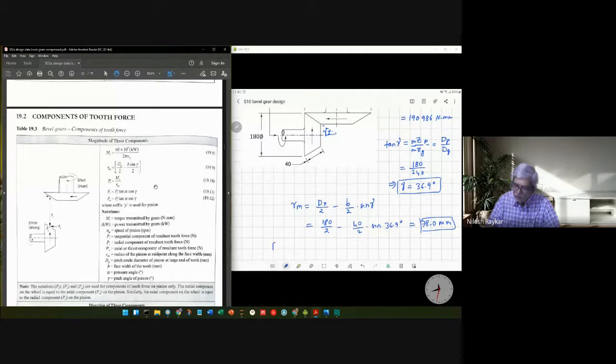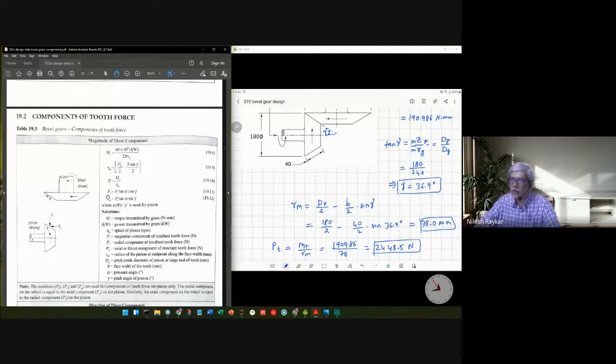So now we can calculate the forces. Pt equals Mt divided by Rm. That is 190986 divided by 78, which gives 2448.5 newtons. So that is the value of Pt.